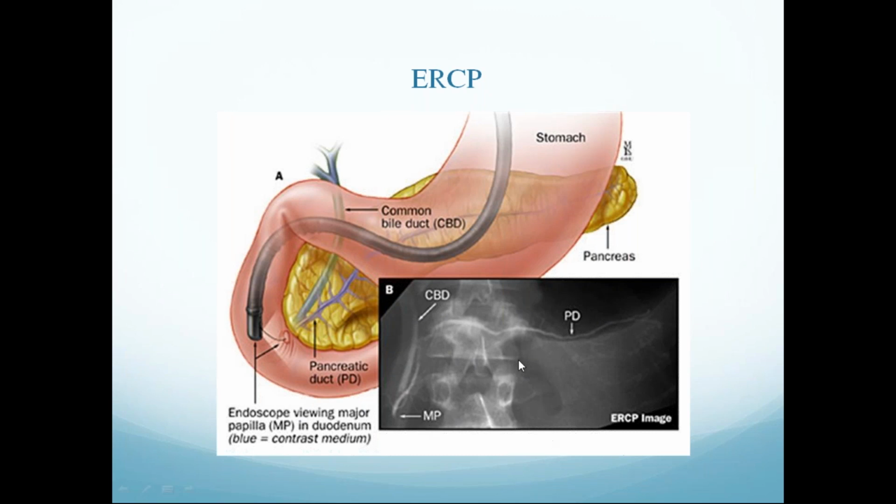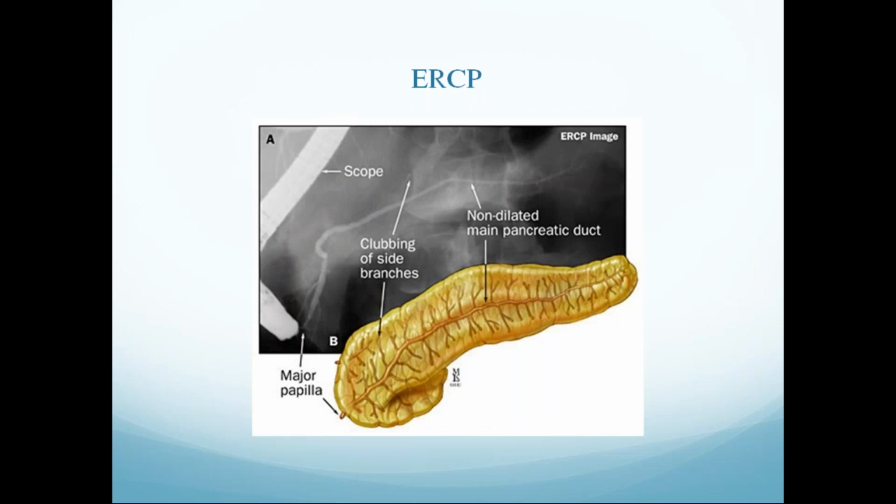Okay, this is the ERCP image given, and this is the anatomical representation of the ERCP. So whether pancreatic duct dilatation is present or not, generally in chronic pancreatitis there will be dilatation of the pancreatic duct. Other findings are clubbing of the side branches and a non-dilated main pancreatic duct.